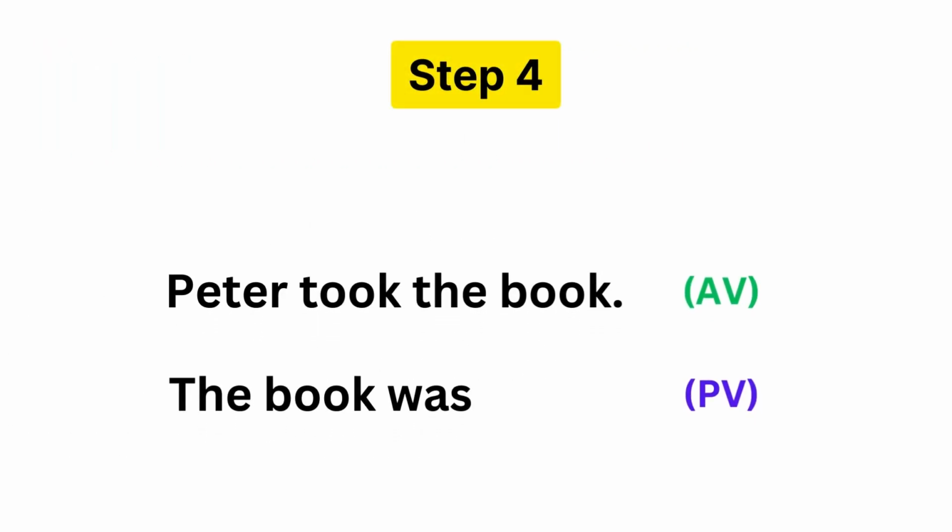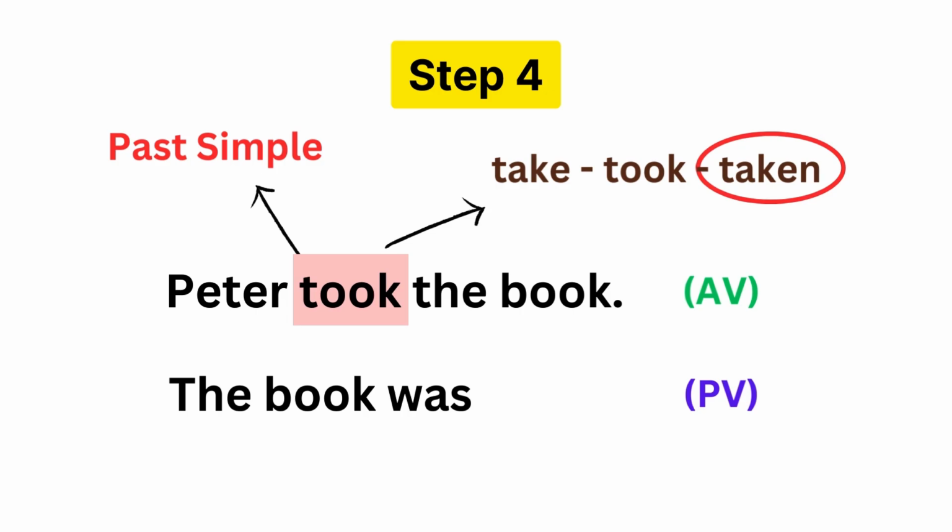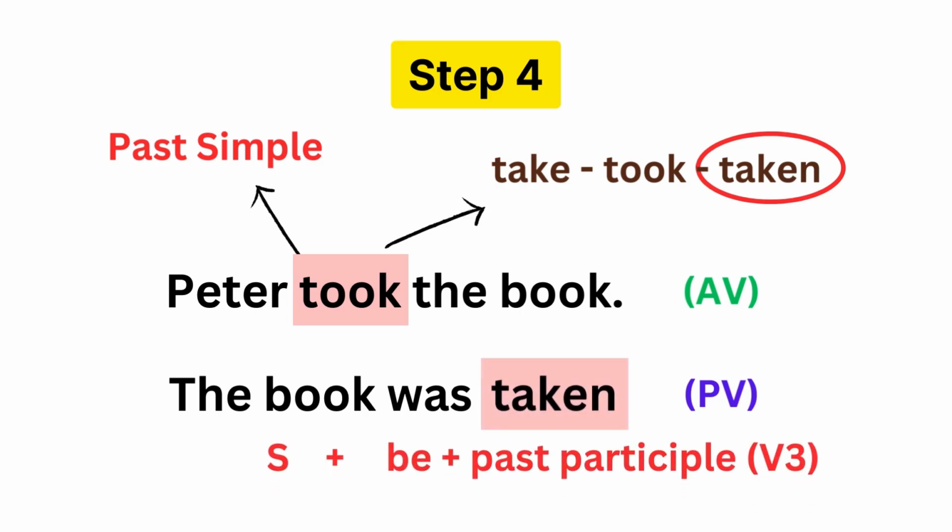Step 4. Looking back at the active sentence, the main verb is took, which is in the past simple. The participle form of take is taken. We need to use the third form in the passive. The book was taken.